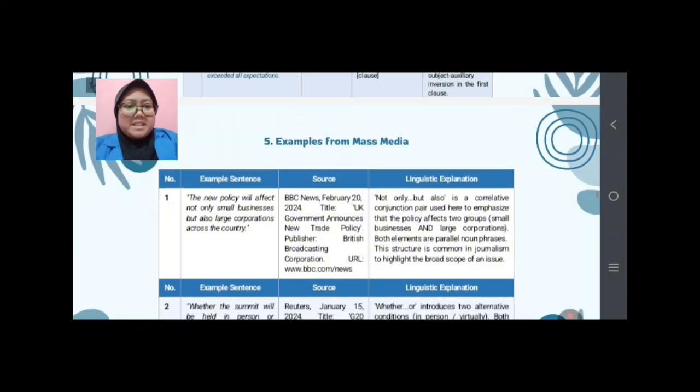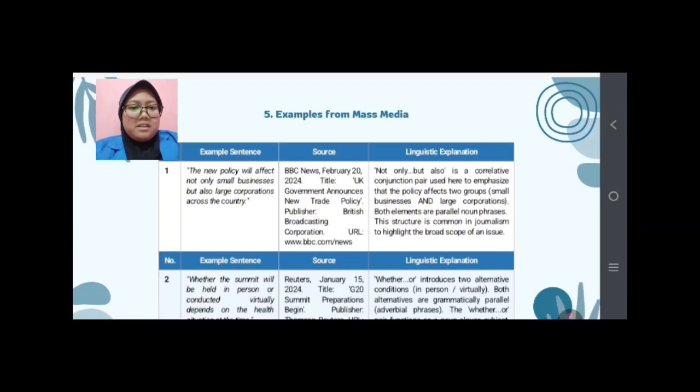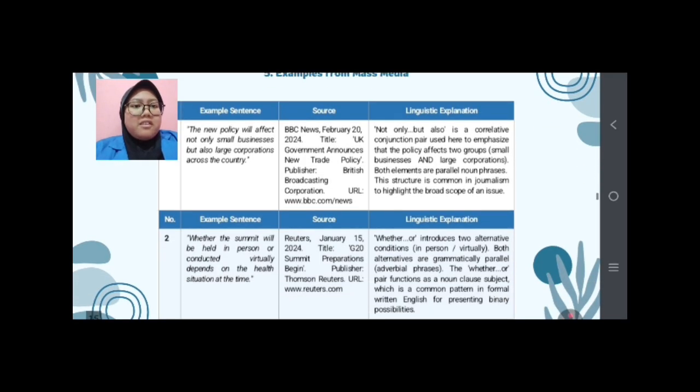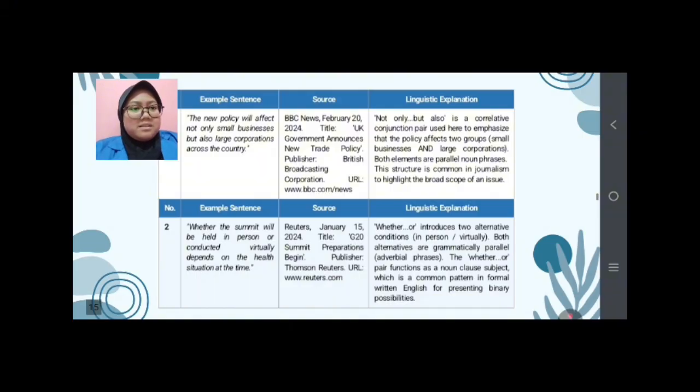Example 5, for mass media. The new policy will affect not only small businesses but also large corporations across the country. The source is from BBC News. So the linguistic explanation: not only but also is a correlative conjunction pair that is emphatic, that the policy affects two groups, small businesses and large corporations. Both elements are parallel noun phrases. This structure is common in journalism to highlight the broader scope of an issue.